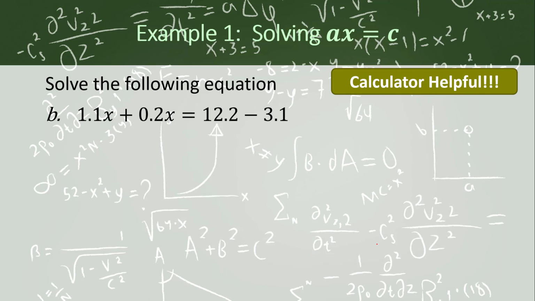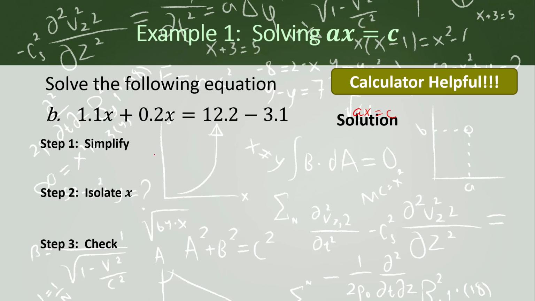Here's example number 2. Now notice this one, we have a whole bunch of terms. It's not in the form ax is equal to c. So we're going to have to do a little simplifying. That very first thing we need to do is simplify right here. And that involves combining like terms.